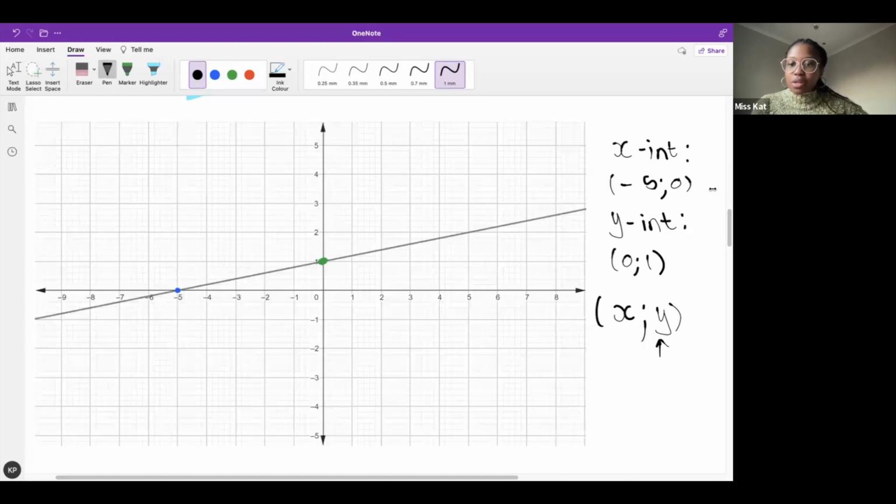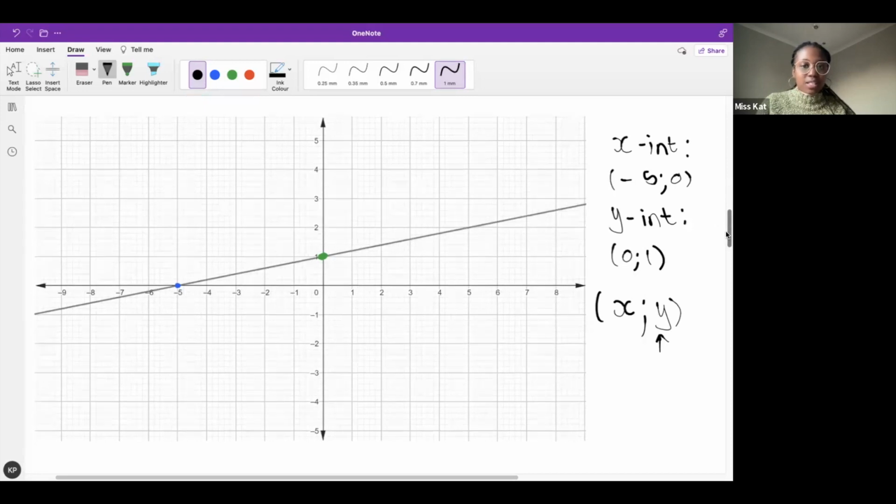So x-intercept, y is 0. Y-intercept, x is 0. Okay. Yes, be careful, Tepang. Remember, if it is on the y, then the y has to have a value. If it is on the x, then the x has to have a value. Okay, we understand. Now let's keep practicing, guys.